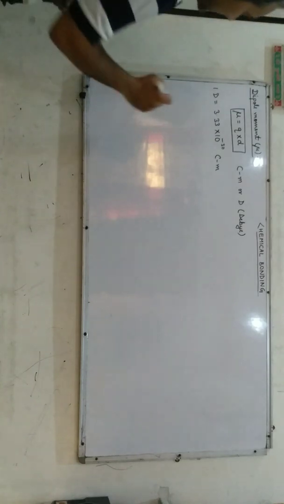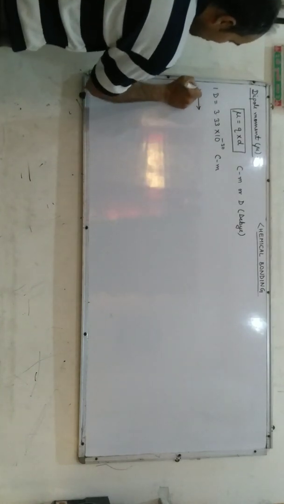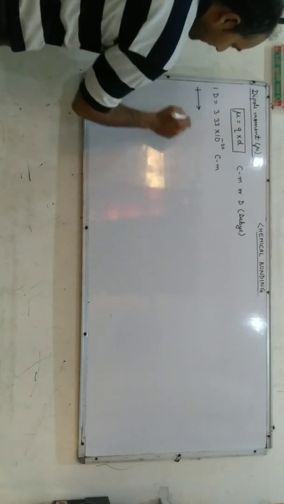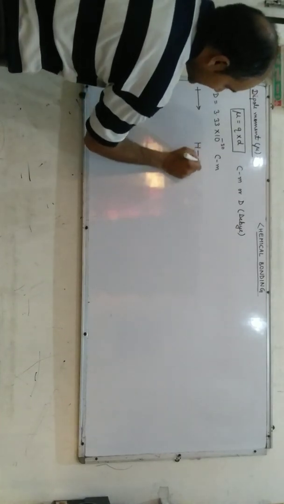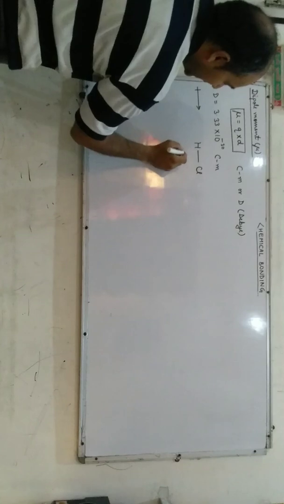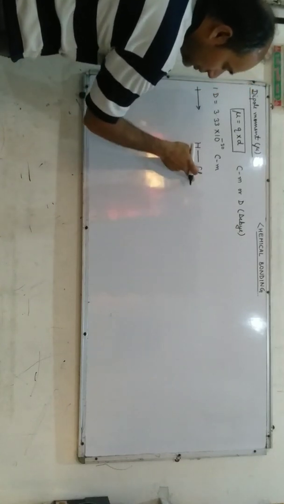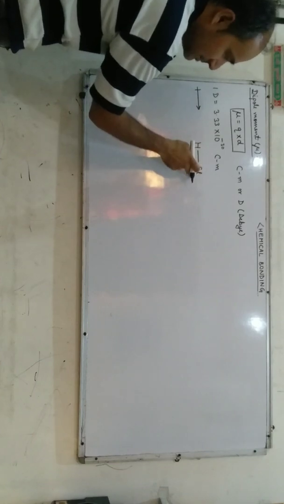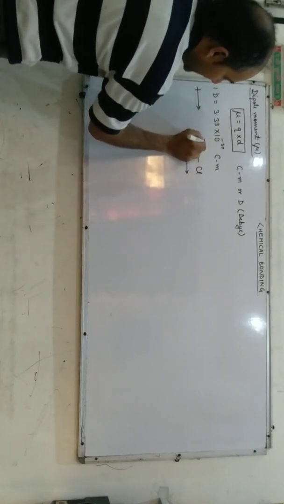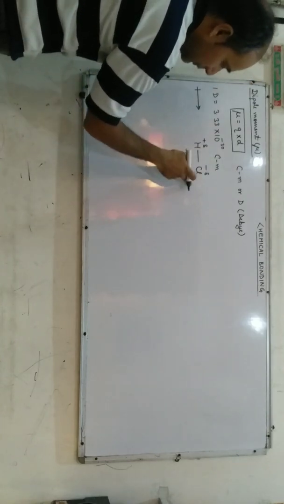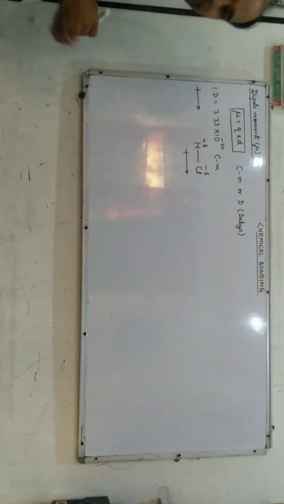Dipole moment is represented by a tailed arrow whose direction is from the electropositive to the electronegative element. For example, in case of HCl, chlorine is more electronegative, so the direction of dipole moment is from hydrogen to chlorine. Since chlorine is more electronegative, the direction of dipole moment is always from electropositive to electronegative.